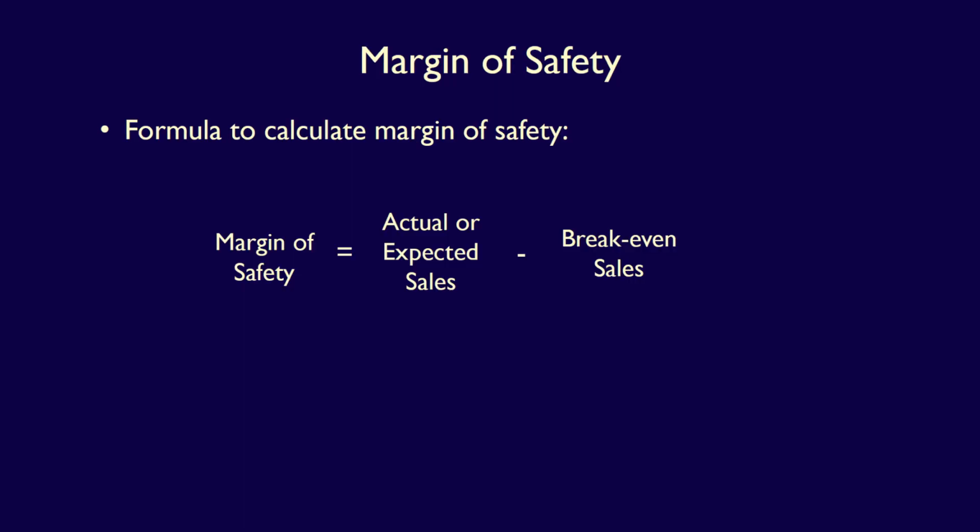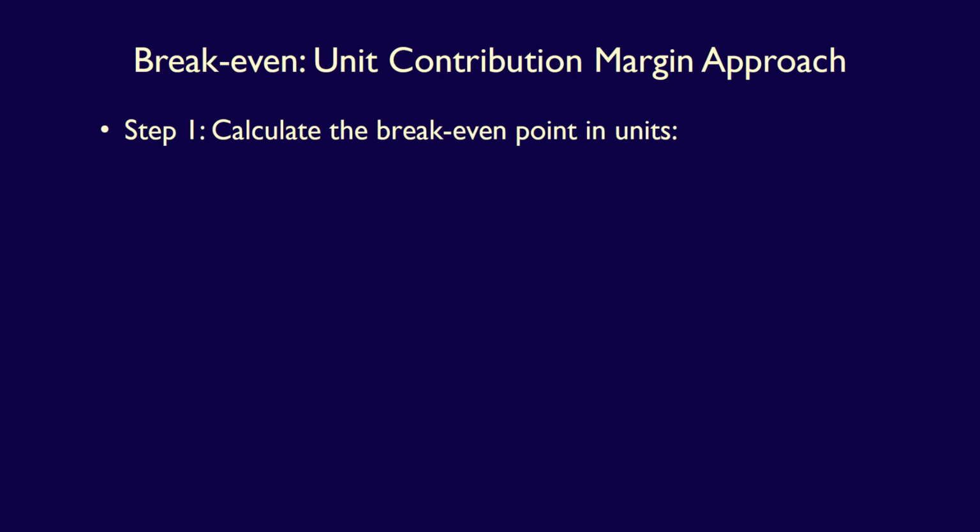The formula to calculate margin of safety is as follows. Actual or expected sales less break-even sales equals margin of safety. To calculate it, both amounts can either be sales revenue or both amounts can be units. We'll start with units. Step 1 is to calculate the break-even point. We'll use the contribution margin approach.